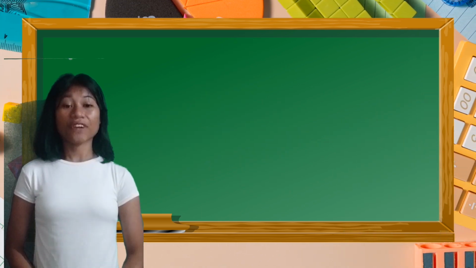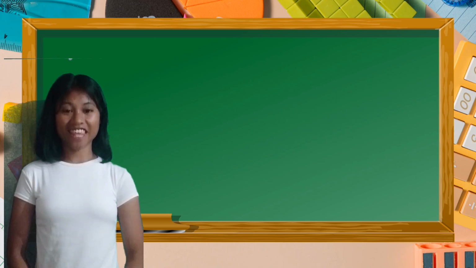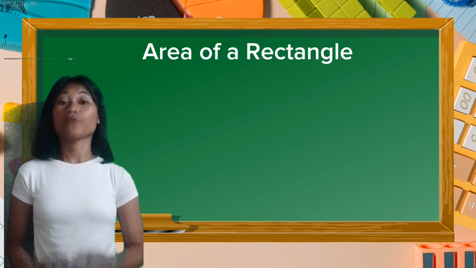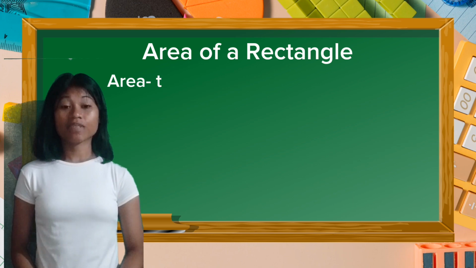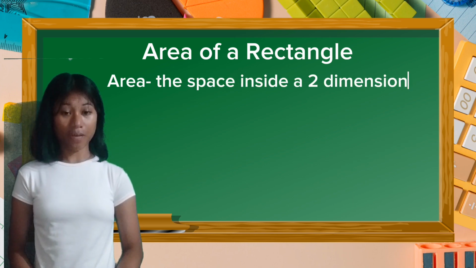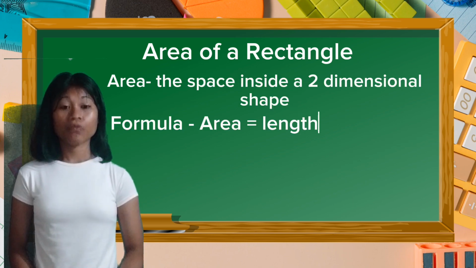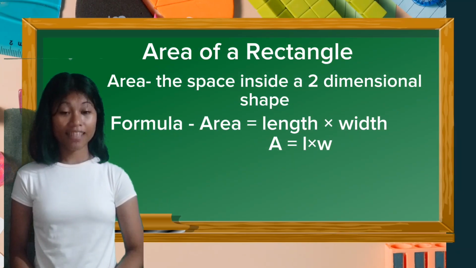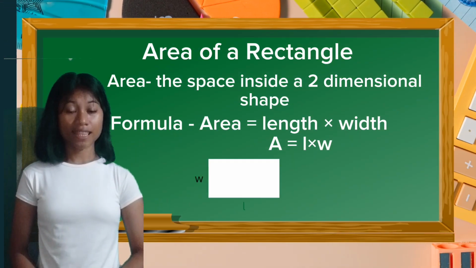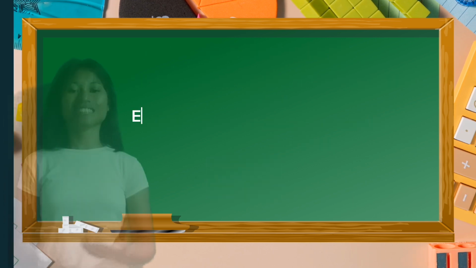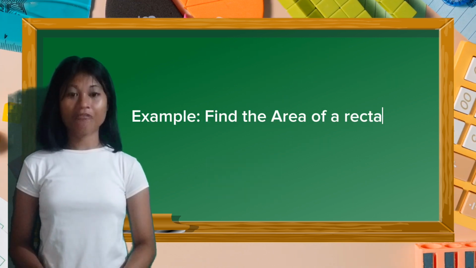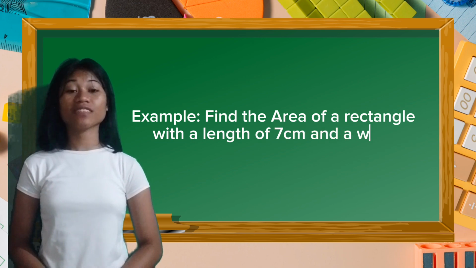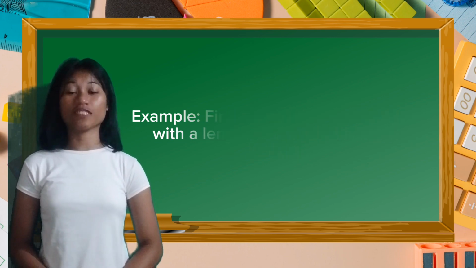So today, we're going to learn how to calculate the area of a rectangle. Remember, the area is the space inside a two-dimensional shape. For a rectangle, we find it by multiplying its length by its width. The formula is simple. Area equals length, or L, multiplied by width, or W. Example, let's find the area of a rectangle with a length of 7 cm and a width of 4 cm.